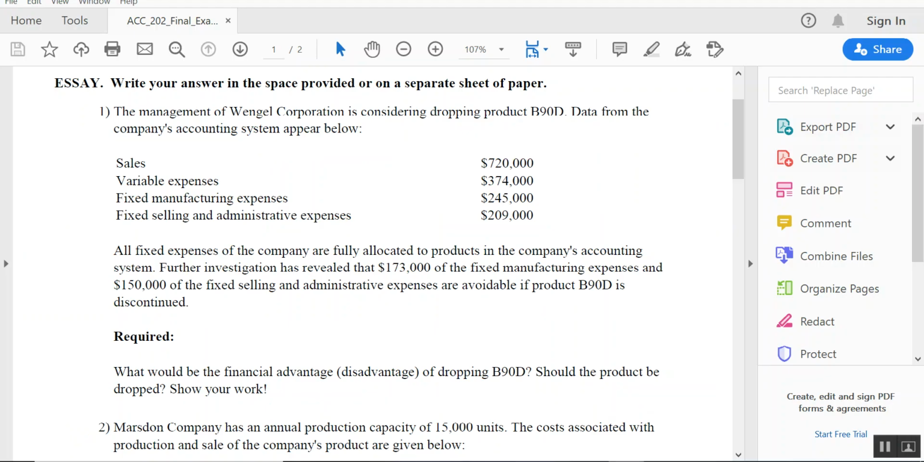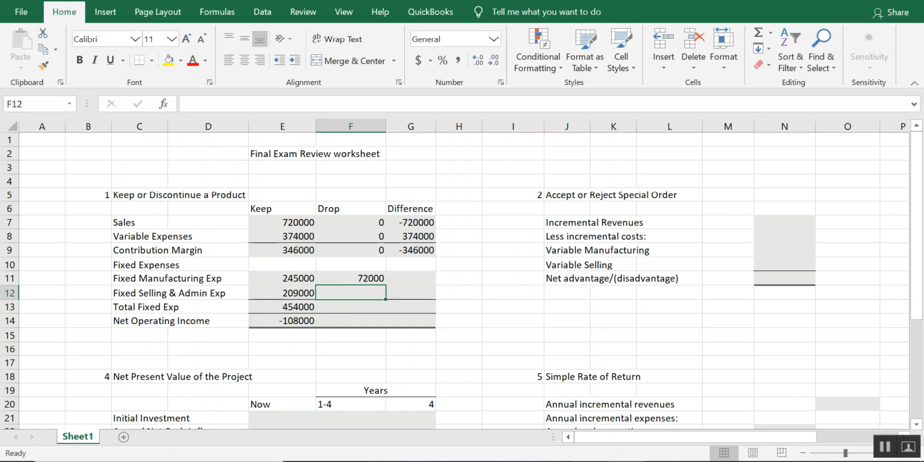Likewise, with the fixed selling and admin expense, we're going to drop it by 150,000. So we take the 209,000 that we have with the product minus the 150,000 that we have if we drop it. We have a total expense of 131,000 that still remains, but we have no contribution margin. So we're going to basically have a continued loss of 131,000 without the product.